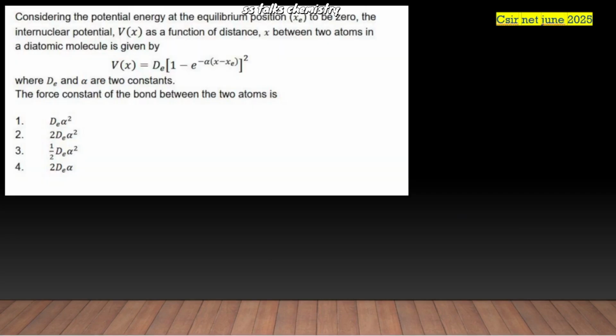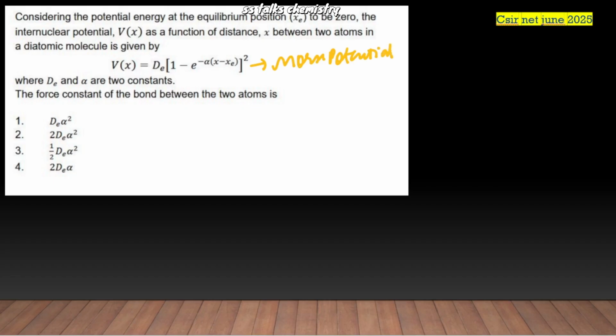The question says, considering the potential energy to be at equilibrium position xe to be 0, the internuclear potential, which is V(x), as a function of the distance x between two of the atoms in a diatomic molecule is given like this, where dE and alpha are two constants. The force constant of the bond between the two atoms we have to tell.